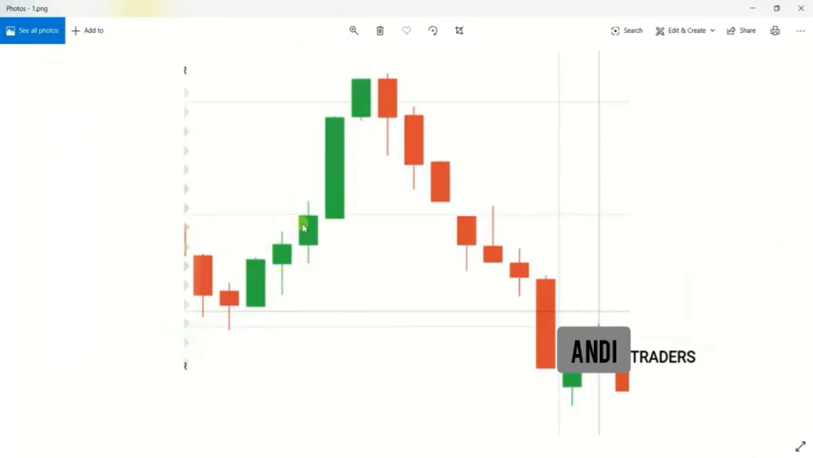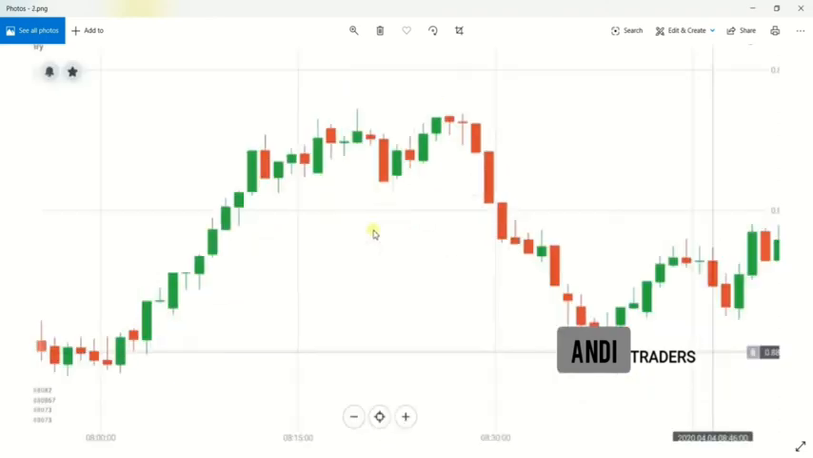When you see three same color candles, the momentum will start. So you can use this point in the market.